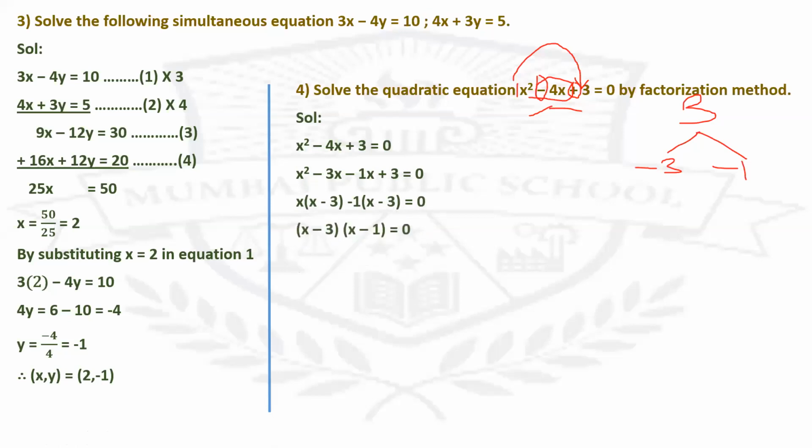equals 0. So you'll get x minus 3 into x minus 1 equals 0. So the value of x, you'll get equals 3 or equals 1. Sorry, I told it minus 1, mistake. It's equals 1. Understand, very simple questions.